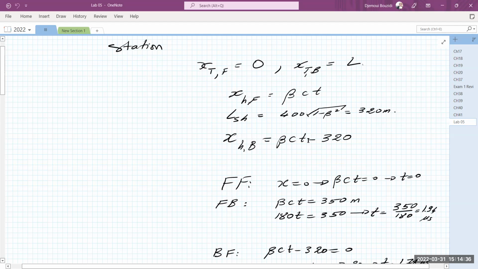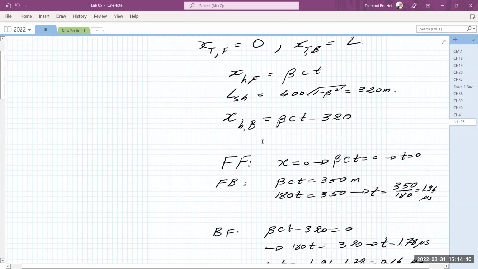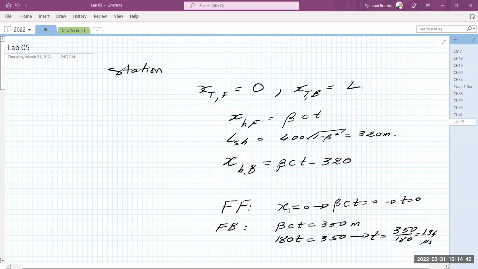So this is the equation for the back, and this is the equation for the front. When the front passes by the front, that means x is equal to 0. Remember, we are taking the front of the station to be the origin. So at that point, all I have to do is equate that to 0, and this will happen at t equal to 0. So at t equal to 0, the spaceship starts entering the station.